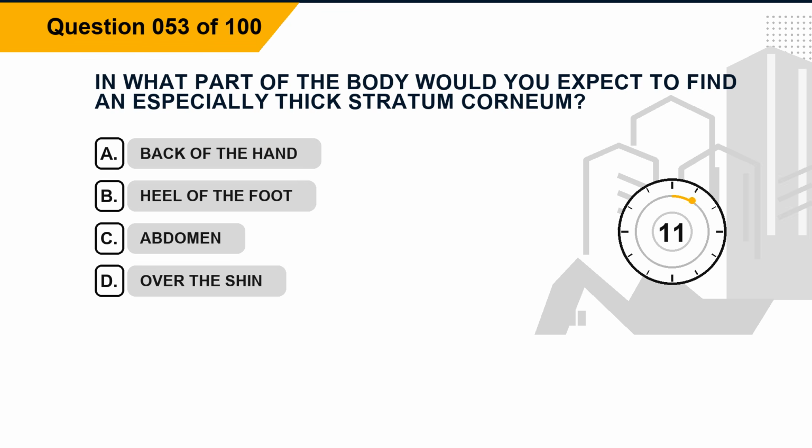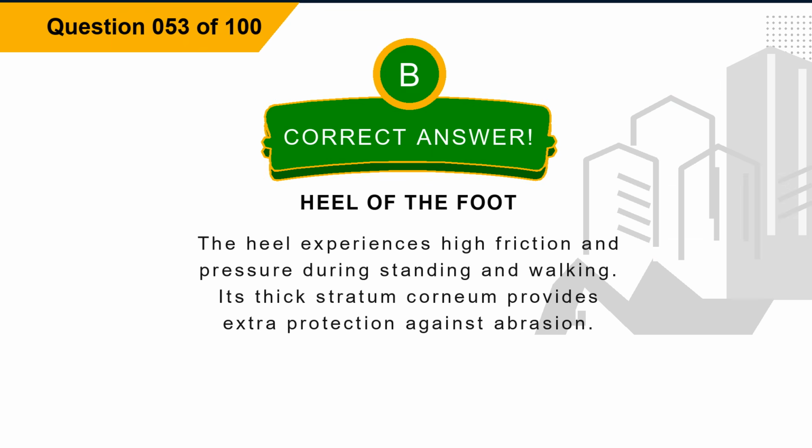Question 53. In what part of the body would you expect to find an especially thick stratum corneum? Option A, back of the hand. Option B, heel of the foot. Option C, abdomen. Option D, over the shin. The correct answer is option B, heel of the foot. Explanation. The heel experiences high friction and pressure during standing and walking. Its thick stratum corneum provides extra protection against abrasion.